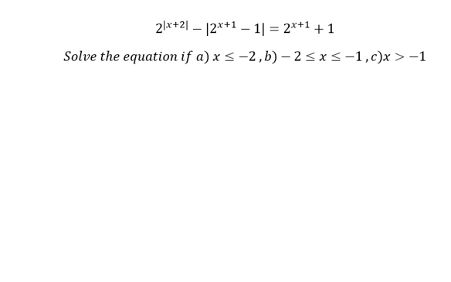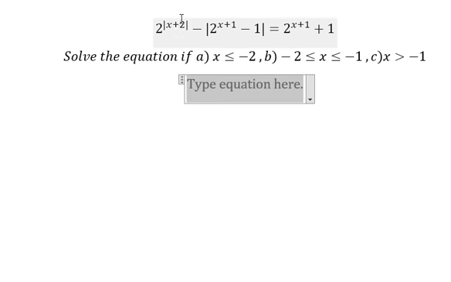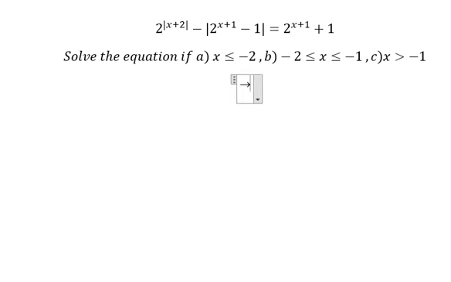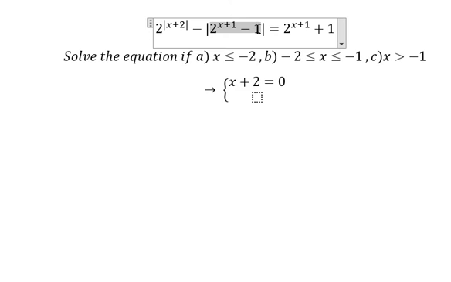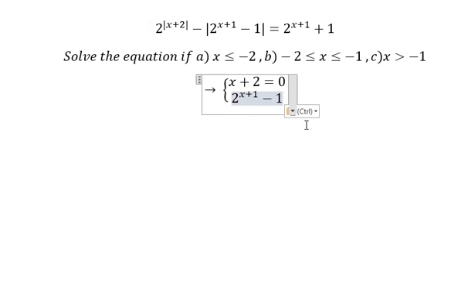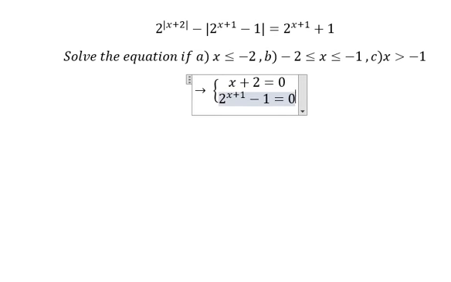We need to find the location. When this absolute value, they will change the sign. So we have two locations. The first one, that's about x+2 equals to number 0, and the second one equals to number 0.